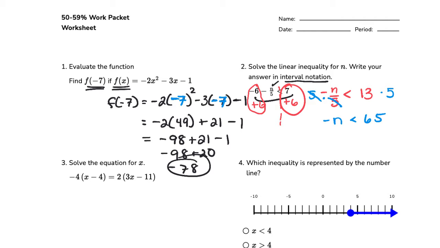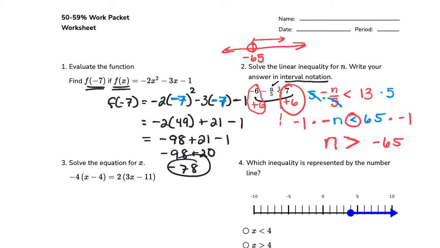Now to get rid of this -1, I don't want a negative n, I just want positive n. So I'm going to multiply this side by -1, which makes it positive. But I have to multiply the other side by -1 to keep it balanced. And because I multiplied by a negative, I've got to flip my inequality to keep it true. So n has to be bigger than -65. On a number line that looks like this, here's -65, and bigger than would be to the right.